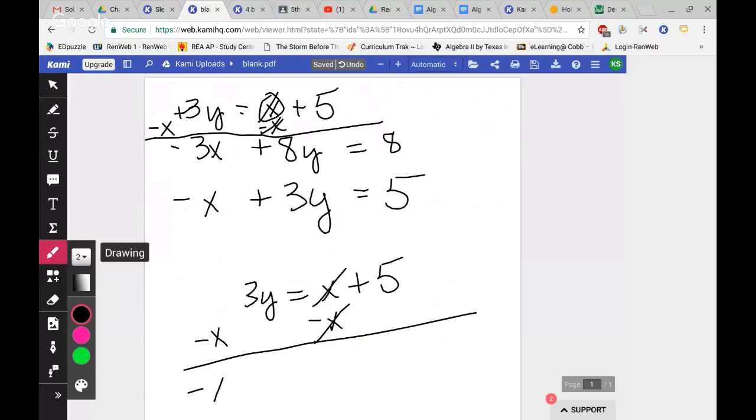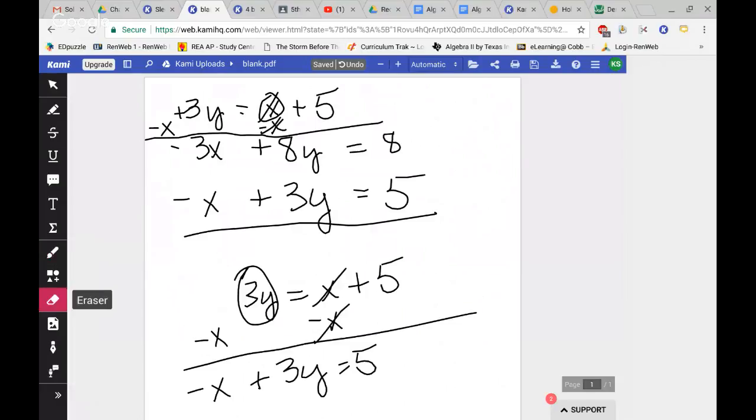So now I've got negative x. And what's the understood sign in front of here? When there's no sign, it's positive. Yes, plus 3y equals 5. So that's where I got that. Does that make more sense? A little bit, yes.